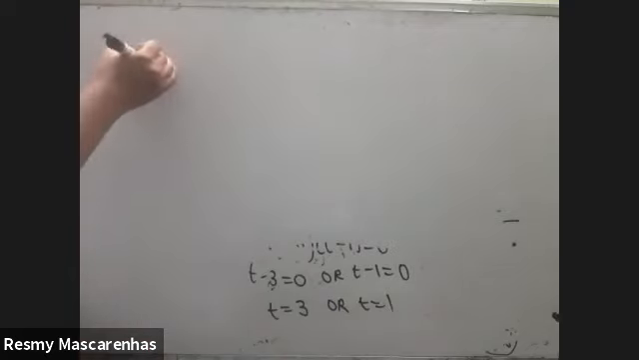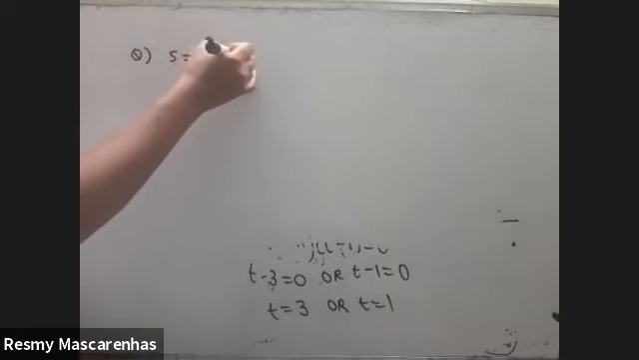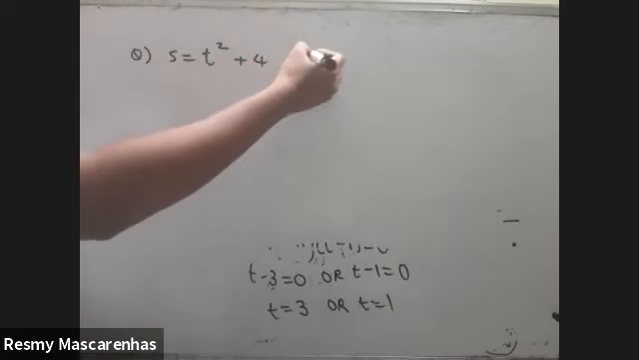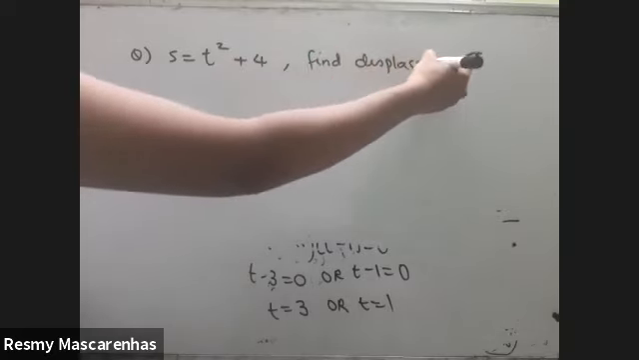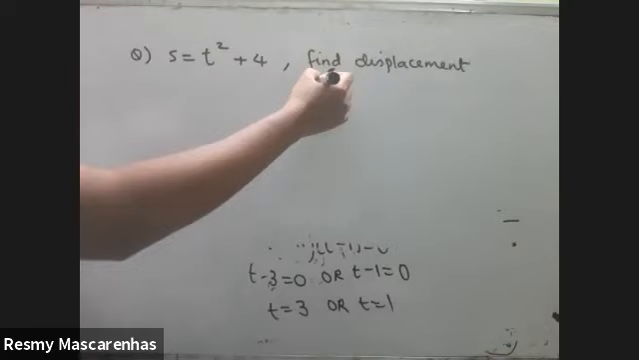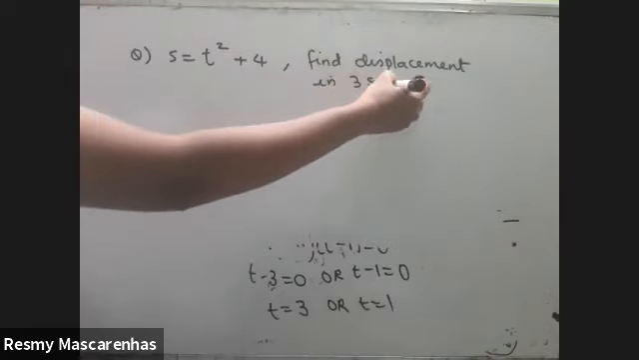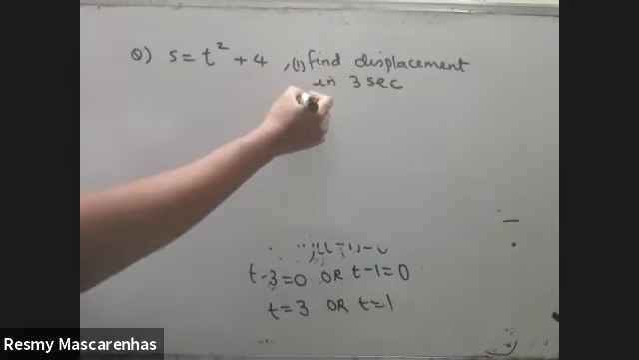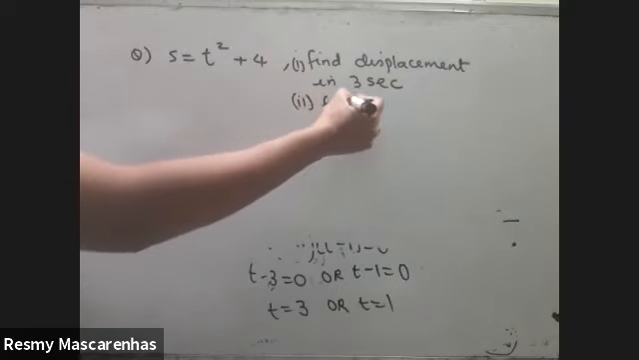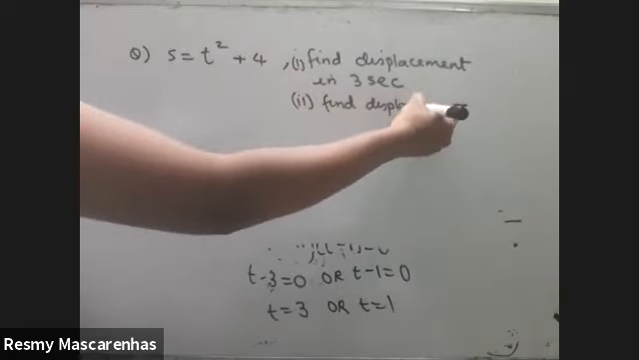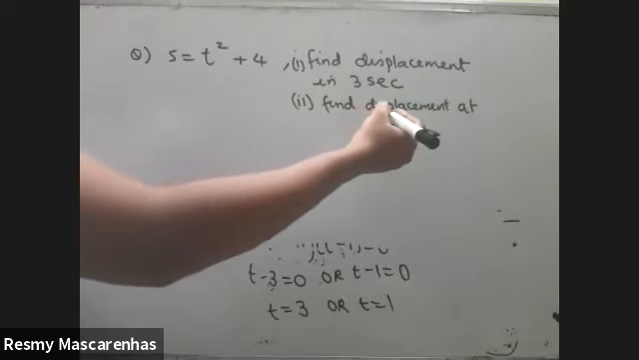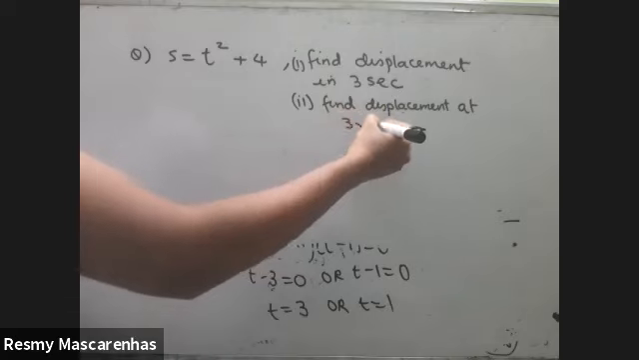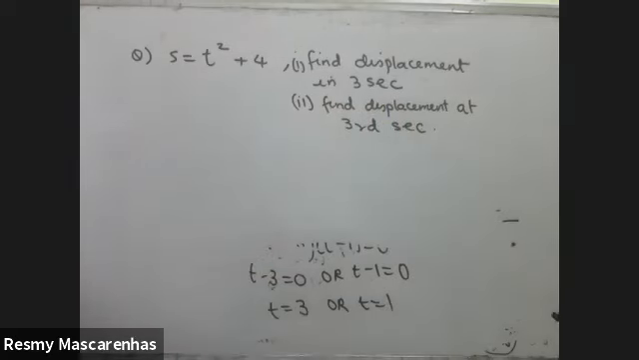Suppose you have this type of question: s equals t square plus 4. Find displacement in 3 seconds. Second, find displacement at the 3rd second. So what is the difference between these two?